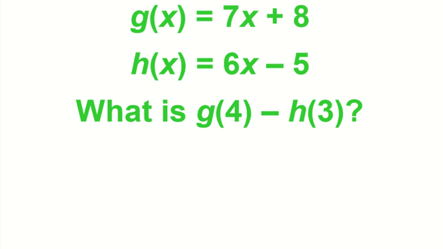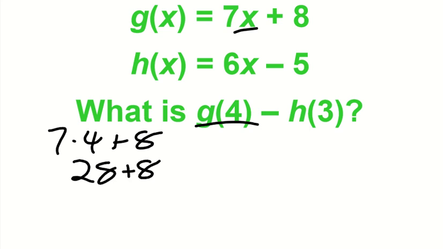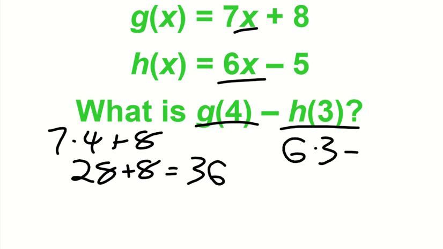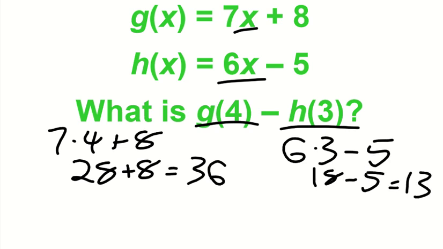All right, who's got it? Aiden? 23 is correct. So 4 goes into the x up there. So I got 7 times 4 plus 8. That's 28 plus 8. That's 36. 3 goes in there. So I got 6 times 3 minus 5. 6 times 3 is 18. Minus 5 is 13. And then overall, we're doing subtraction. So we got 36 minus 13. That's 23, like you said. Okay? Any questions?